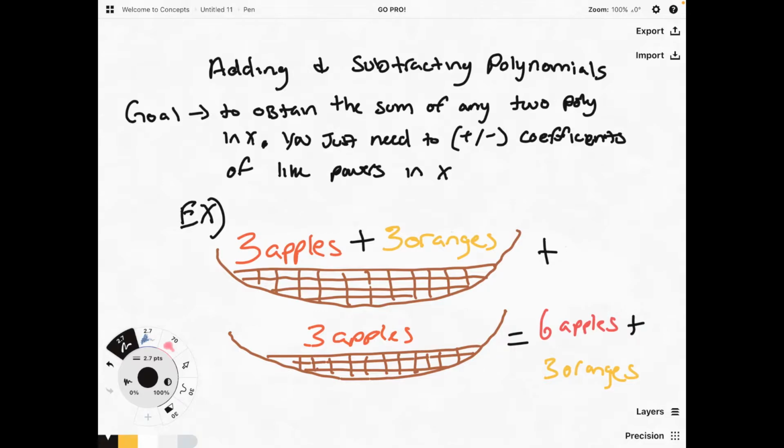And that's what we're going to be looking at, and we're going to be using this concept when going over other examples a little bit later on. So again, looking at the example, we have 3 apples plus 3 oranges in one crate, and in another crate we have another 3 apples. If you ask yourself, if you want to add these together, what are you going to do? Well, you're going to take the 3 apples plus the other 3 apples because they are the exact same. You're going to add those together, and then you only have 3 oranges that are remaining. So the answer is going to be 6 apples plus 3 oranges.